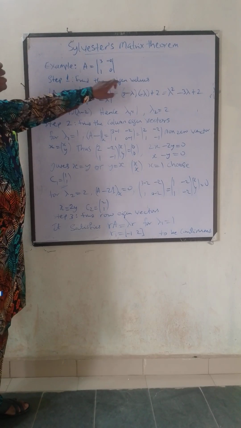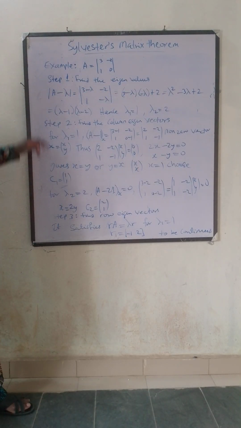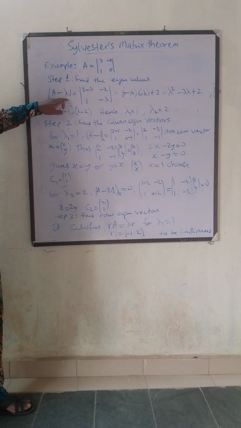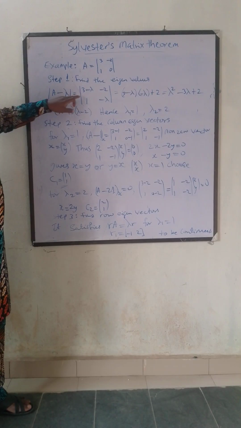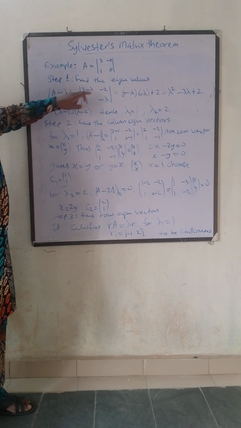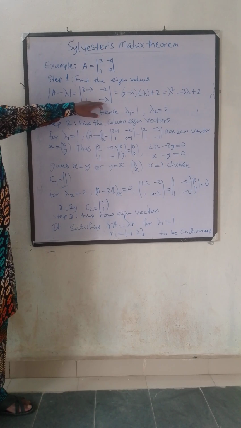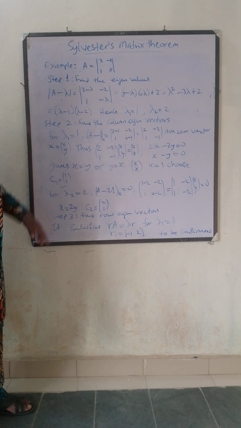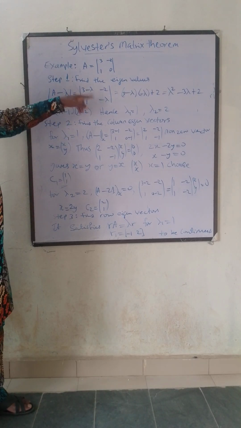Step 1, find the eigenvalues. Right? A minus lambda I. This is what you have: 3 minus lambda, minus lambda, and I have minus 2, 1. I'm sure you all understand that. So look for the determinant.